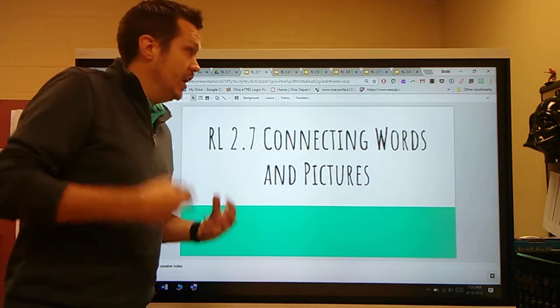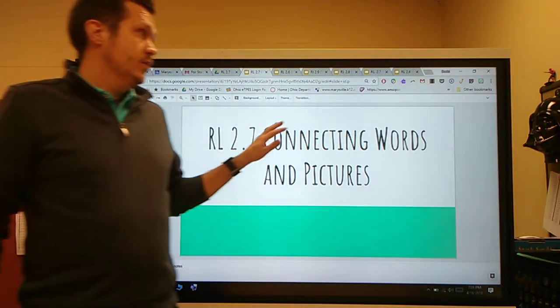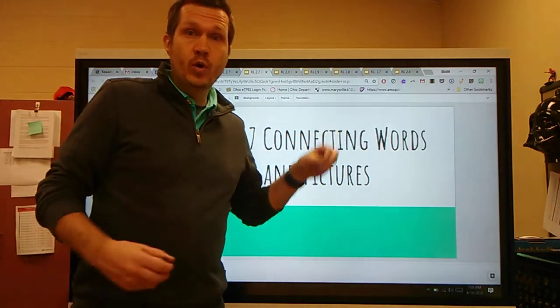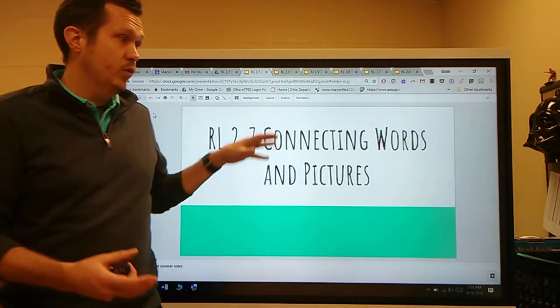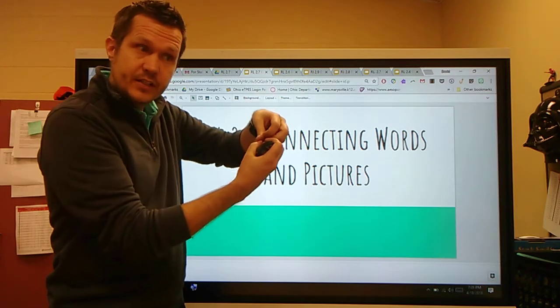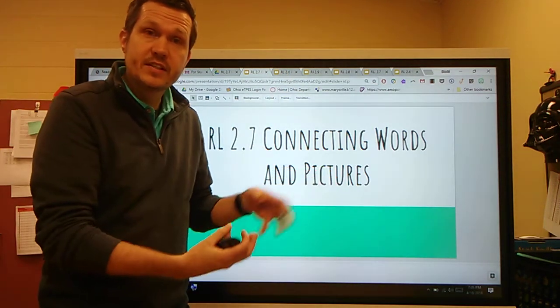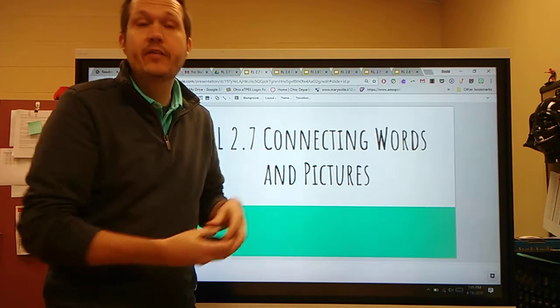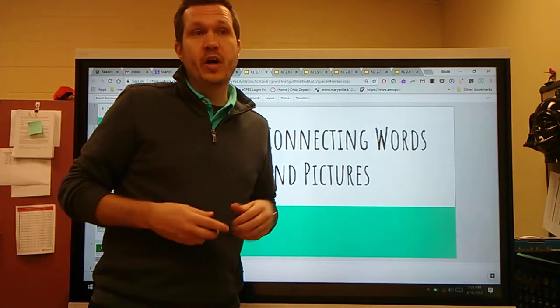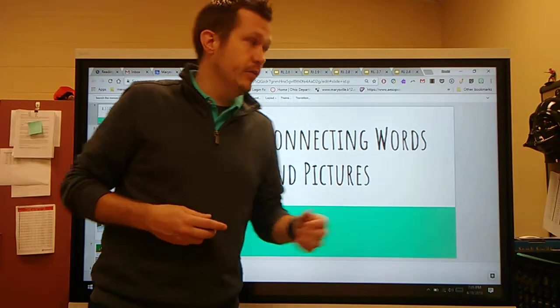Okay, we're going to talk about how readers will really pay attention to the words and the pictures, which we've talked about before. We're going to talk about connecting those two things, really looking at the pictures and really focusing on the words that the author uses, and combining and connecting those together in order to learn more about what the author's trying to convey or share with us.